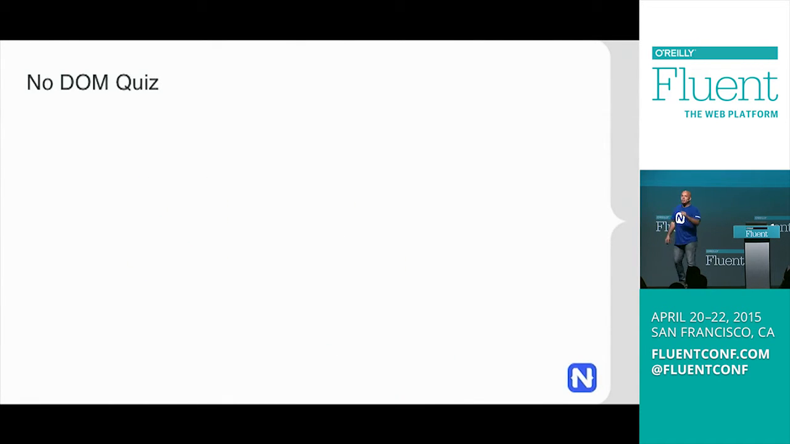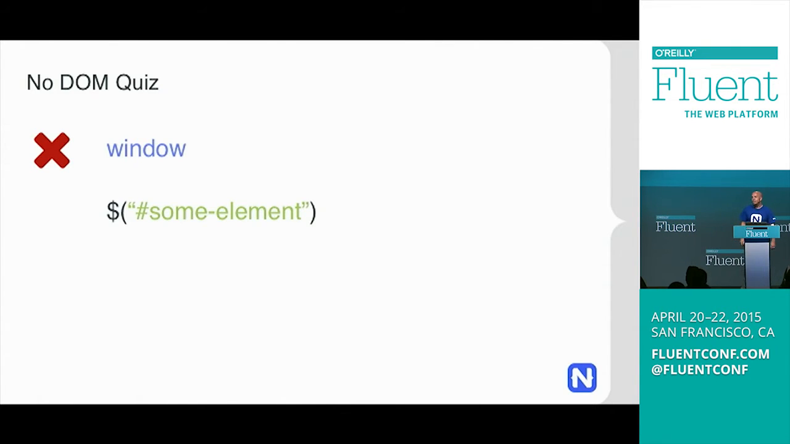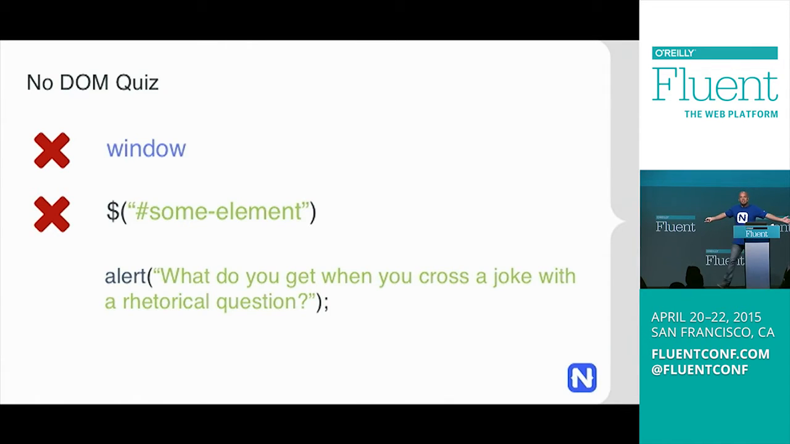Very good. Let's have a quick quiz to see how well you actually get the concept that there is no DOM. If there's no HTML and there's no DOM, can you use the window object? No. Why not? Because there is no DOM. Can you select an element with jQuery? No. Why not? You guys are bright. What about this? Can you have an alert? Yes! Ha-ha! We tricked you.